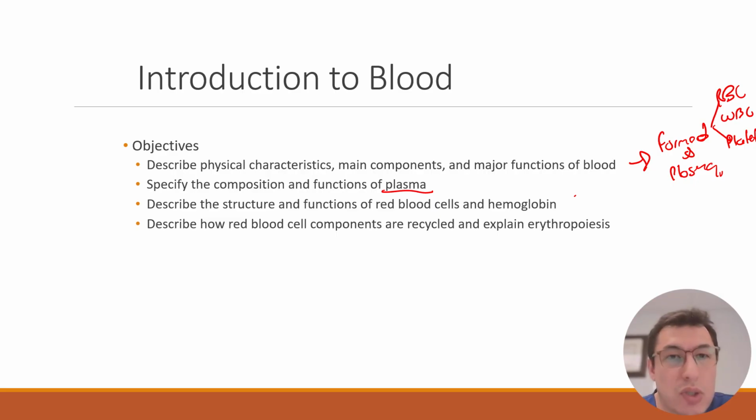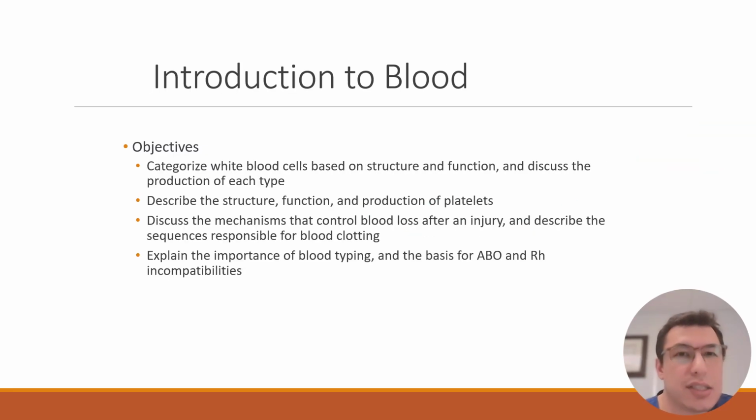As we go into each one of them, make sure you know the structure and function of red blood cells. You should know how red blood cells are made and how they are recycled. Continuing with formed elements, you should know the functions of white blood cells, what they do, and for platelets, their structure and function. We'll also dive into the mechanisms the body has to prevent blood loss through blood clotting, and we'll talk about surface antigens on red blood cells for blood typing.